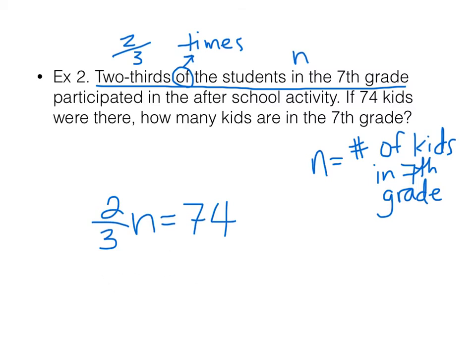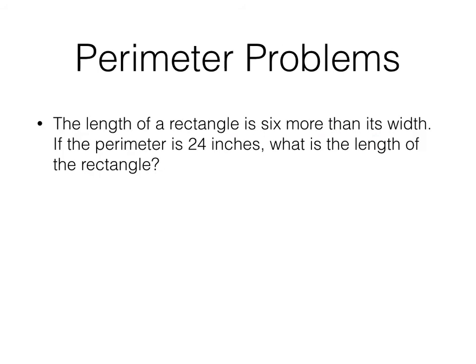Next problem. Now on to a couple of specific types of problems. So perimeter problem. So perimeter, we're talking about geometry here. The length of a rectangle is 6 more than its width. If the perimeter is 24 inches, what's the length of the rectangle? Well, defining a variable in this case is actually best done by drawing a picture. So I'm going to put p equals 24 outside my rectangle.